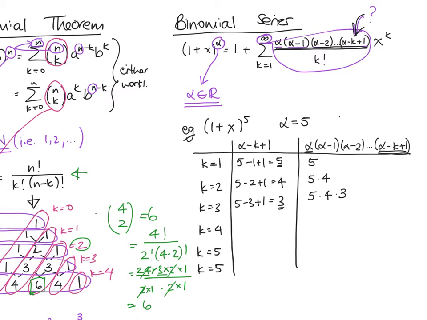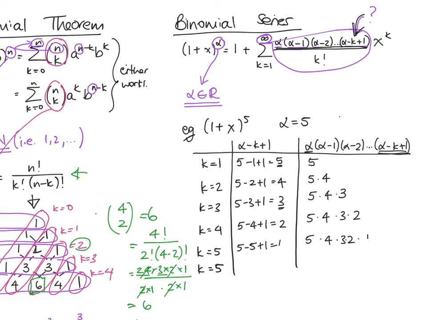So if we have a look at k equals 4, we have 5 minus 4 plus 1, which is 2, and you'll quickly see our coefficient is 5 times 4 times 3 times 2. And now if we look at k equals 5, then we've got 5 minus 5 plus 1, which gives us 1, and we'll have 5 times 4 times 3 times 2 times 1.